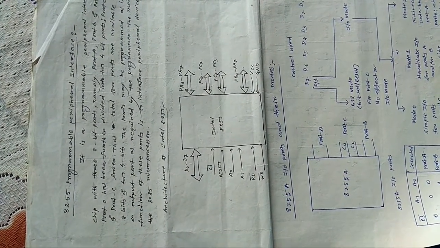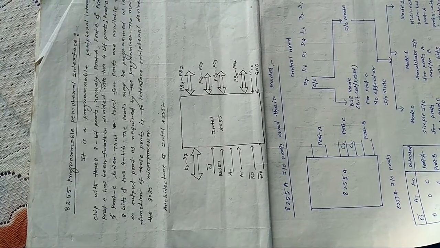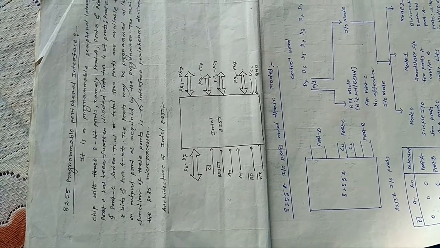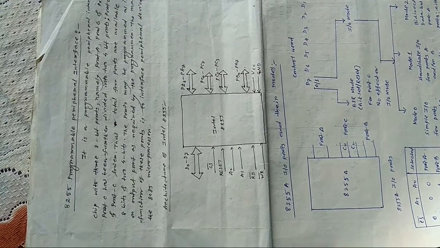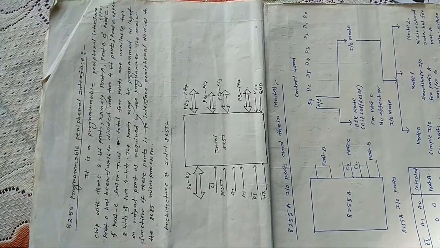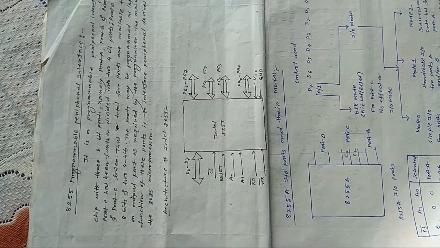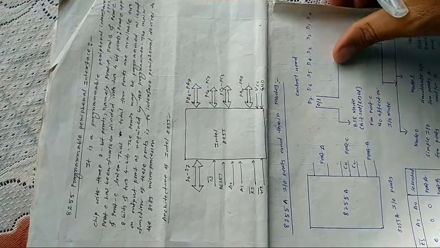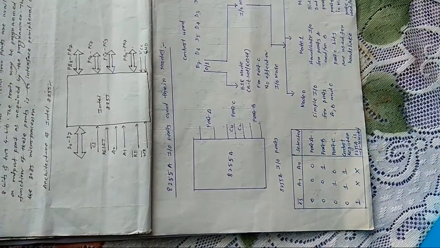When read bar is 0 or low, this time the processor will read. When write bar is 0, this time the processor will write something. Here A0, A1 and chip select bar, that means CS bar, will decide which port will be selected. So you see this table: A0, A1 and chip select bar.